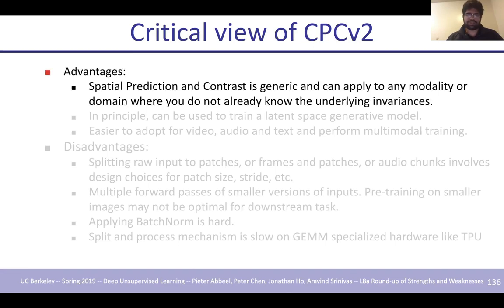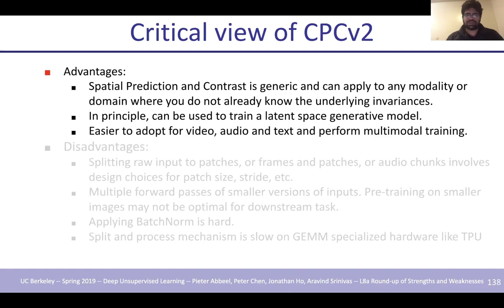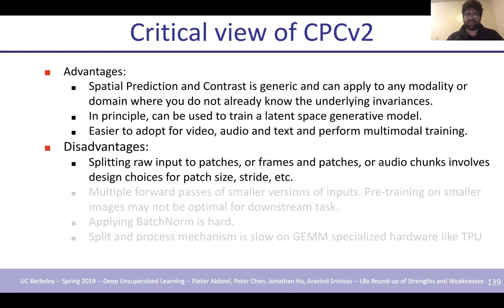So CPC version 2, you're doing spatial contrastive prediction. That principle is very generic, and it can apply to any modality or domain. So you don't need to know the underlying data augmentation invariances. It can just work, and it can be considered as a latent space generative model. And also, it's much easier to adopt for audio, video, and text and perform multimodal training. The disadvantage is it splits your raw input into a lot of patches or frames or even audio chunks.